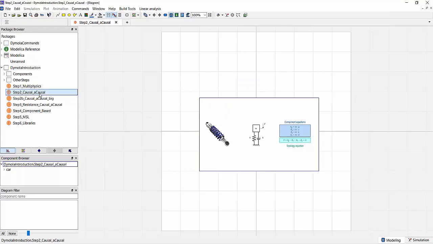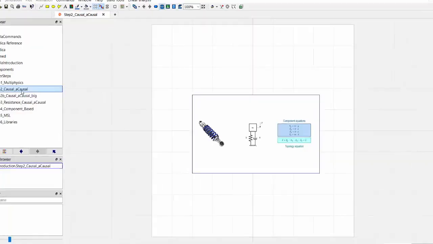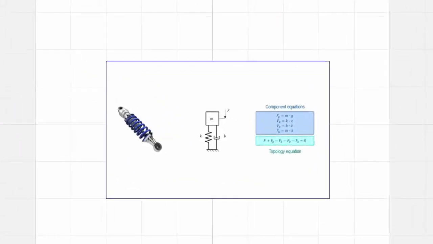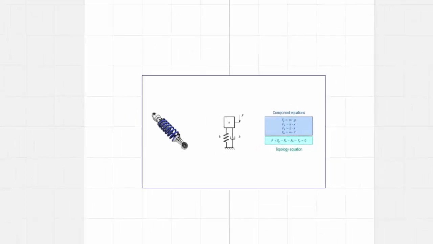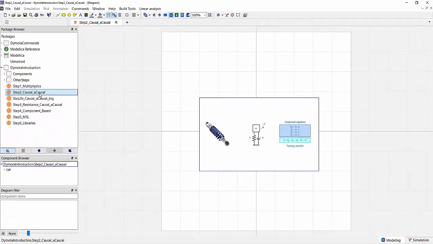Now, in order to actually explain the value of Modelica as a modeling language, let's look at an example. Let's consider a simple suspension system that you might find in any given system, just containing a mass, a spring, and a damper. In the center, you see how you would sketch this out on a piece of paper, and on the right-hand side, you can see the equations that govern the system behavior.